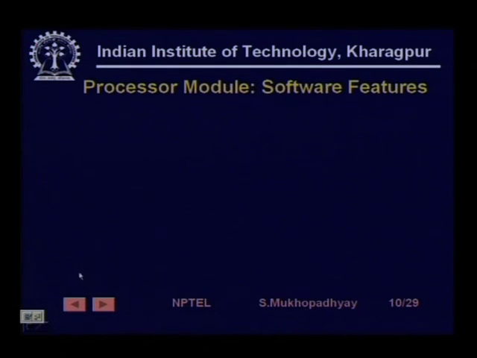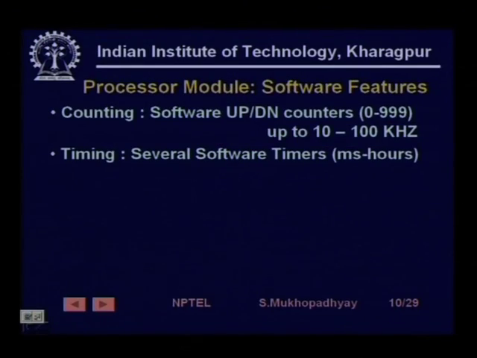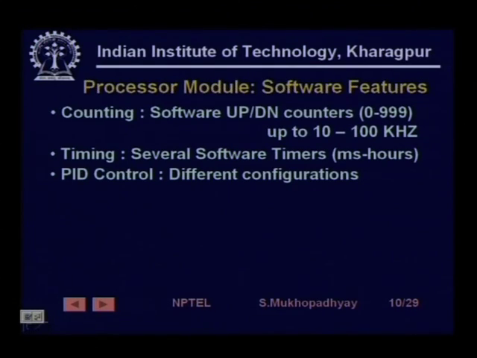So typically these processor modules, though this is mainly a discussion on hardware, we would like to mention that typically these processor modules come with some minimal pre-programmed software. More than that, one has to develop, or one has to take from additional libraries. So you have standard things that are supported, like for example basic counting and timing functions, some software up down counters, quite a few of them actually, from 0 to 999 typically, and several timers which can time durations of the order of milliseconds to several hours or even sometimes days are available. You have various standard control algorithms already pre-coded, so that the users can easily configure their systems.